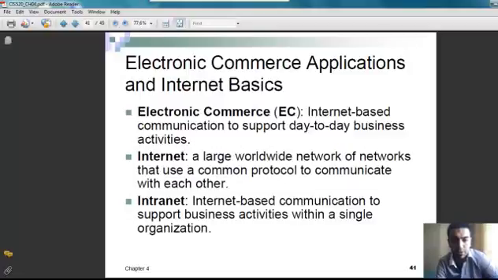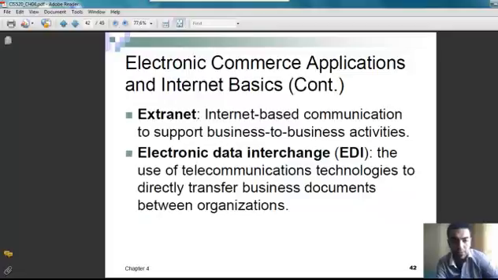Electronic commerce applications and Internet basics. Electronic commerce: Internet-based communication to support day-to-day business activities. Internet: a large worldwide network of networks that use a common protocol to communicate with each other. Intranet: Internet-based communication to support business activities within a single organization. Extranet: Internet-based communication to support business-to-business activities. Electronic data interchange: the use of telecommunications technologies to directly transfer business documents between organizations.